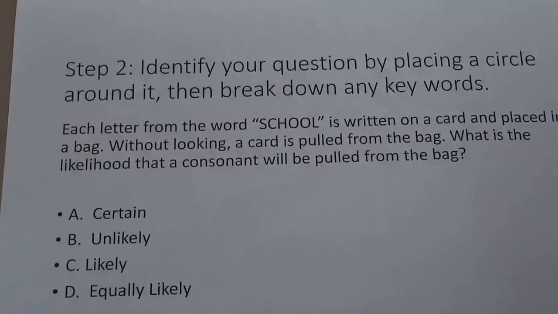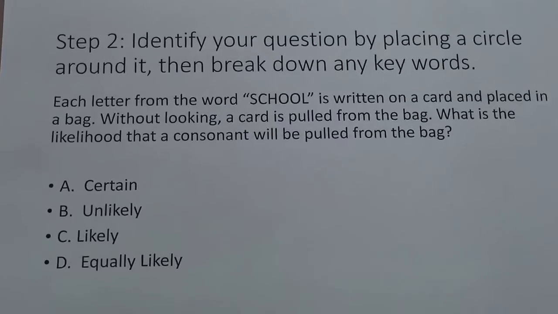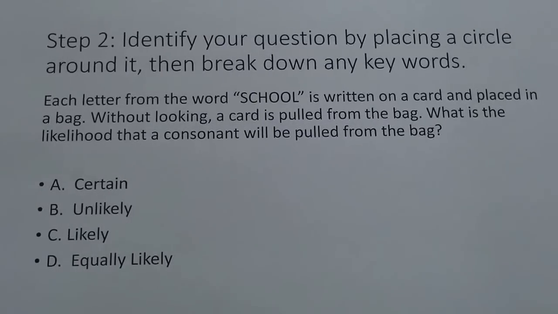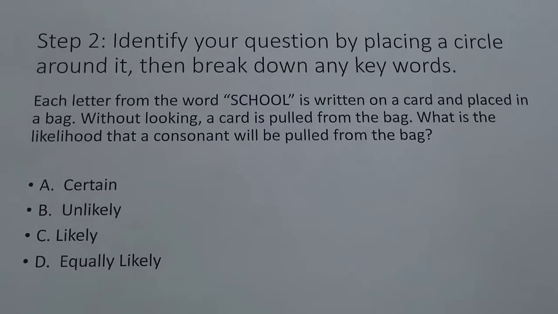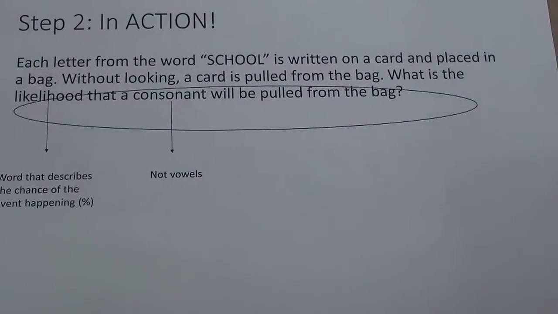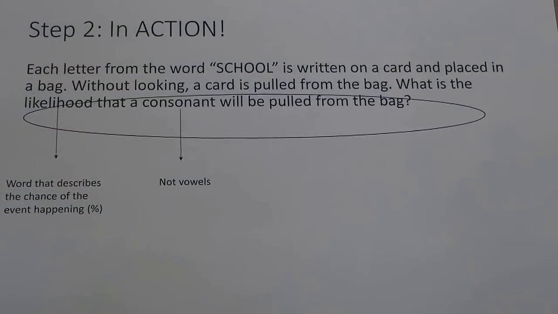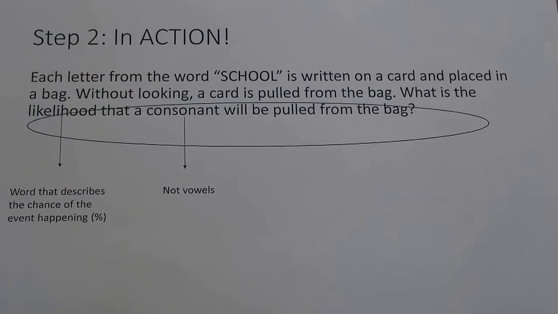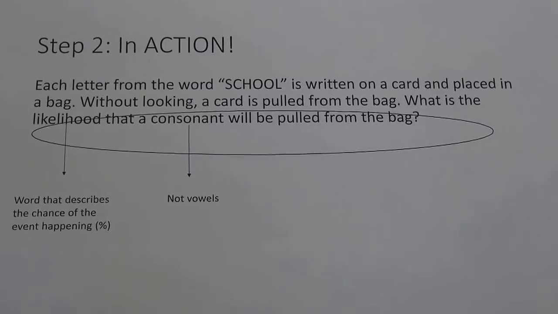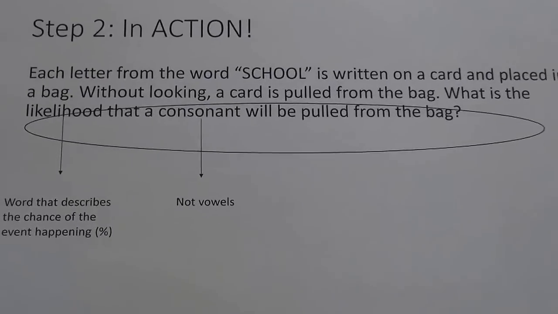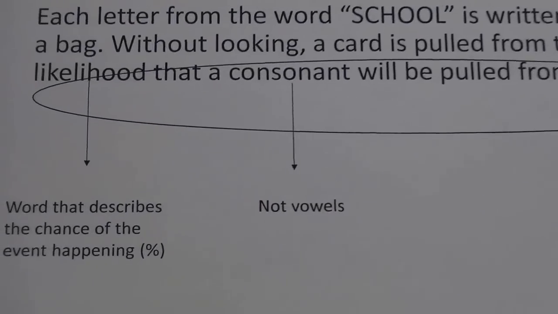Step 2. Identify your question by placing a circle around it and then break down any key words. And step 2 in action. I've circled what is the likelihood that a consonant will be pulled from the bag, and we broke down that likelihood is the word that describes the chance of an event happening, which is usually the percentage, and a consonant is an alphabet or letter that is not a vowel.